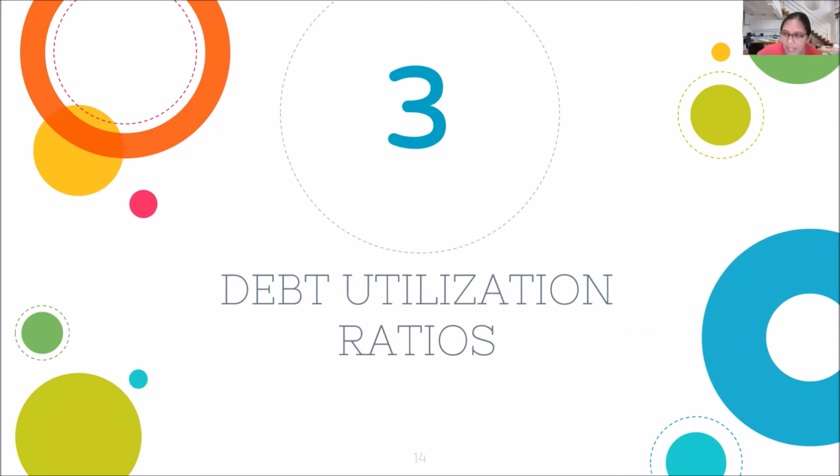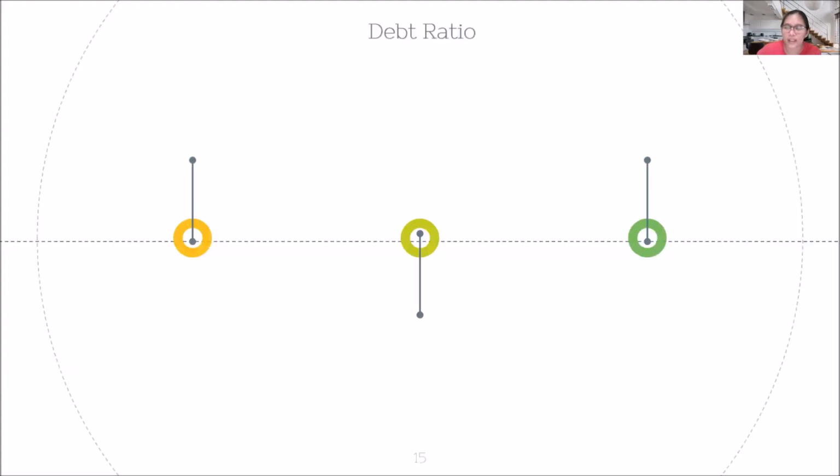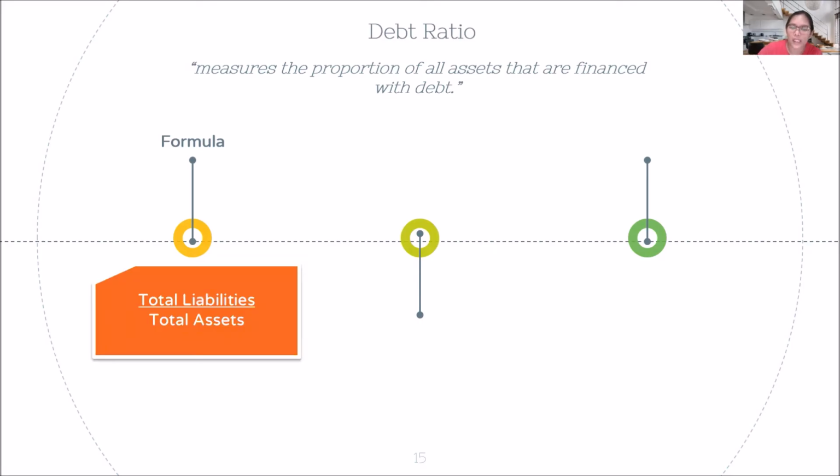Actually, guys, there are more, but I have given you 3 ratios only. So the first ratio is the debt ratio. When we say the debt ratio, it measures the proportion of all assets that are financed with debt. Total liabilities over total assets. We're trying to compute here, of our total resources, how many percent do the creditors own and the investors?